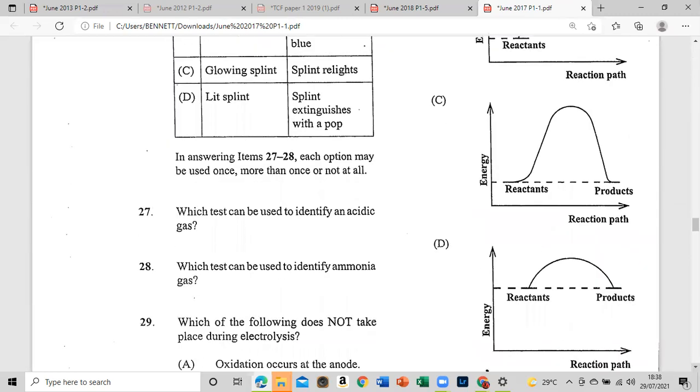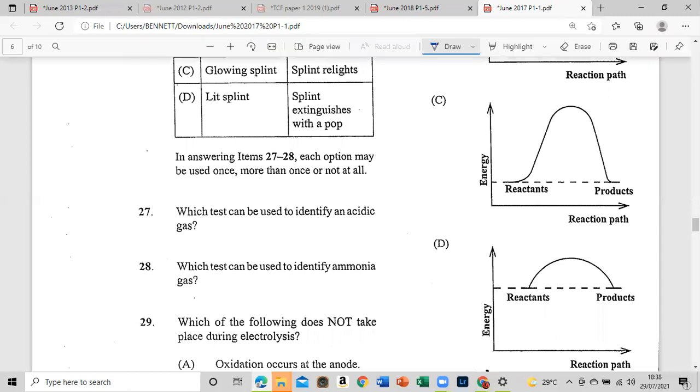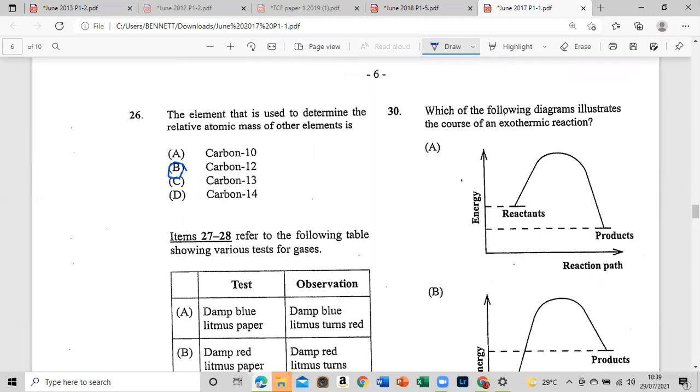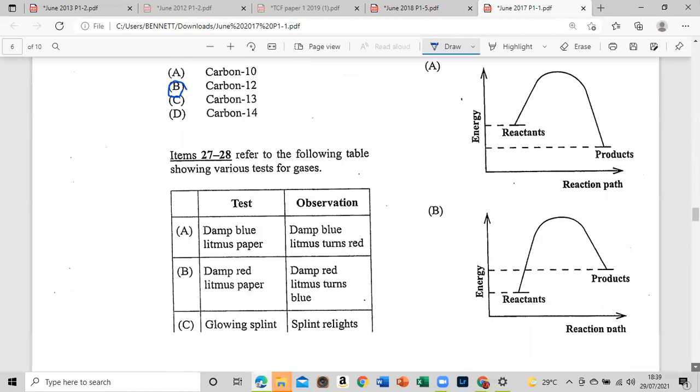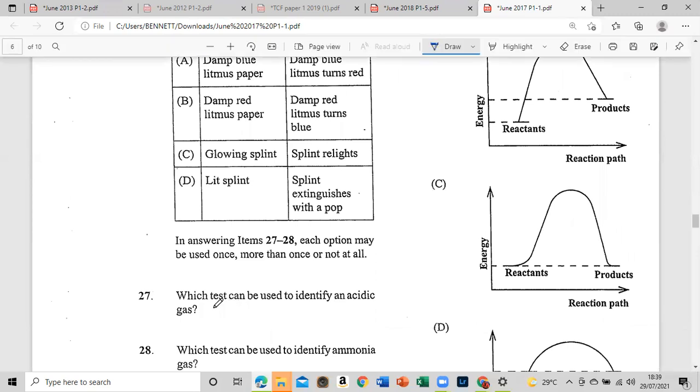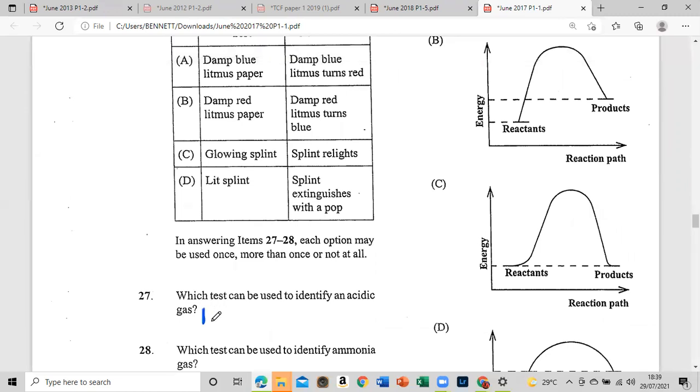In answering 27 to 28, each option may be used once, more than once, or not at all. Which test can be used to identify acidic gas? So what's the answer for 27? Acidic gas. You have to go back up to the top, see the options. So it's acidic gas. Bear that in mind, acidic gas. Alright, so we press it. And that is A. So 27 is A.